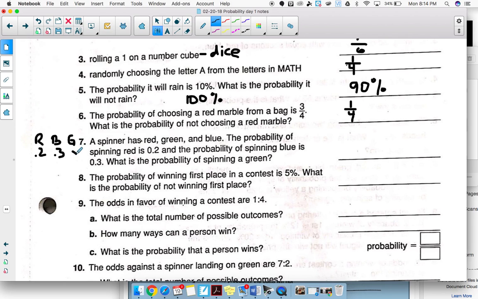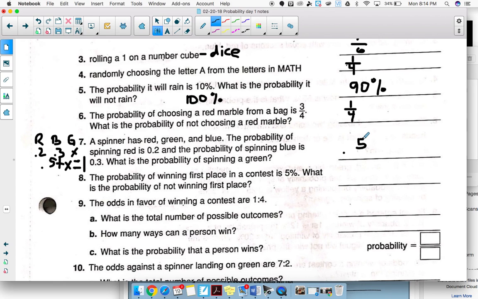So I'm just going to put an X here. If we add these together, this would be 0.5 plus X has to add up to 1. Well, if we've already used 0.5, what plus 0.5 would add up to 1? That has to be 0.5. The decimals have to add up to 1.